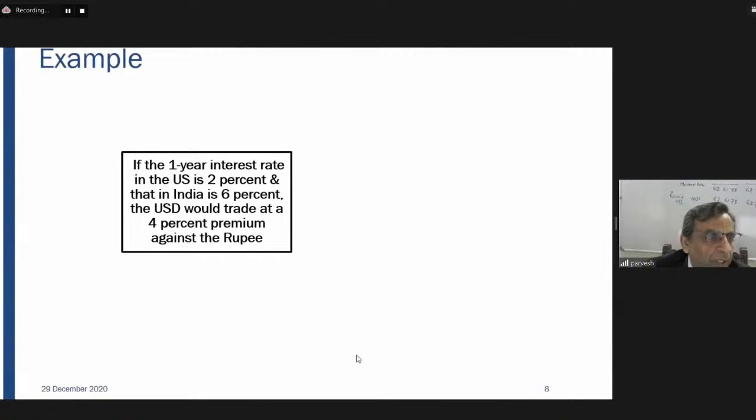So look at this example. If the 1-year interest rate in US is 2% and that in India it's 6%, the US dollar should trade at a 4% premium against the rupee. This is what we have understood so far: if the 1-year interest rate in US is 2% and India is 6%, USD should be trading at a 4% premium.